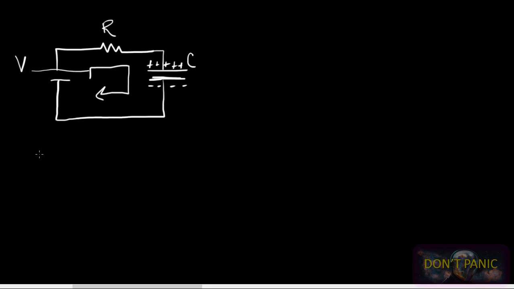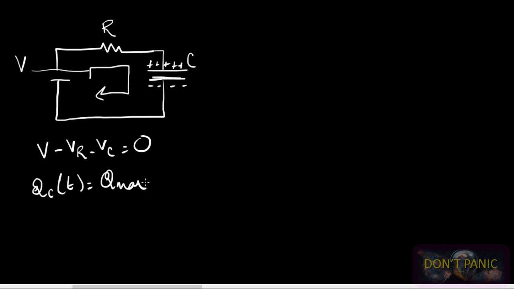If you were to write down Kirchhoff's voltage law for this loop, you would say voltage of the battery minus voltage across the resistor minus voltage across the capacitor is equal to 0. Then it's going to end up being a differential equation. When you solve the differential equation, you're going to find that the charge across the capacitor as a function of time is equal to the maximum charge times 1 minus e to the minus t over tau.